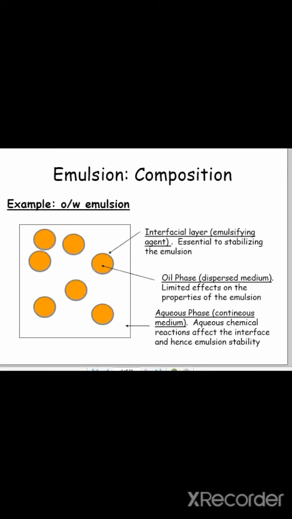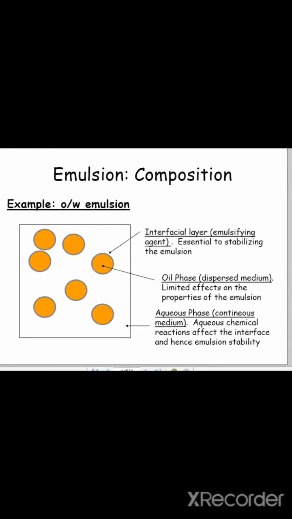Second, we are discussing the composition of emulsion. Here in oil in water type of emulsion, oil is the dispersed medium. You can see the globules of oil, written here as oil phase dispersed medium, because oil is in less quantity, and the white portion is the aqueous phase, which is the continuous medium, or we can say external medium. Aqueous chemical reactions affect the interface and hence chemical emulsion stability.